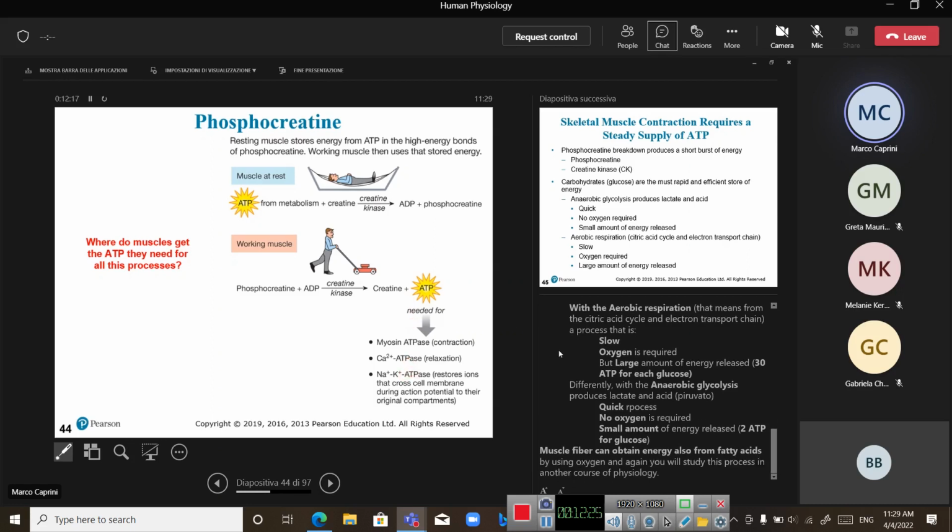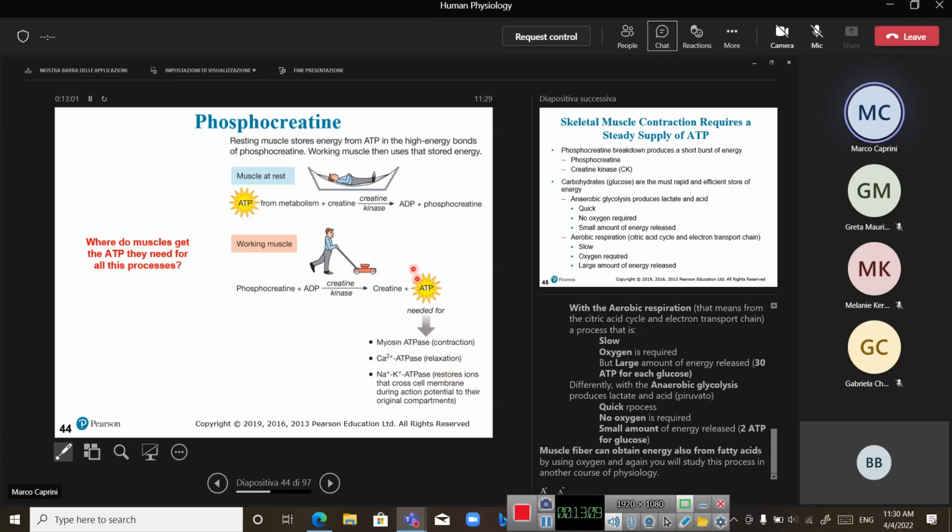Differently with the anaerobic glycolysis, okay, that produces lactate or pyruvate. It's a quick process, no oxygen is required, but obviously a small amount of energy is released. So the muscle can use the energy from the glucose from the aerobic respiration or from the anaerobic glycolysis. But we obtain different amounts of energy.